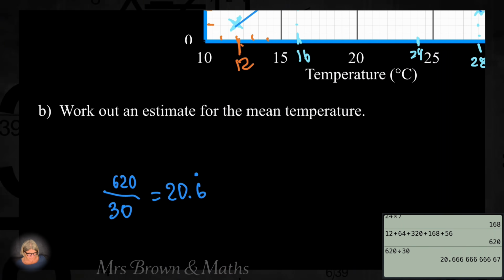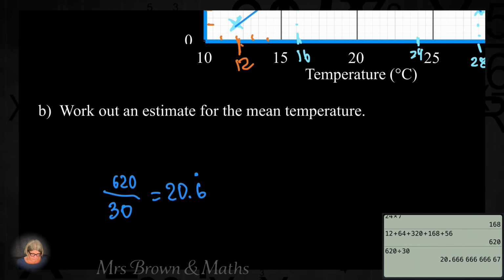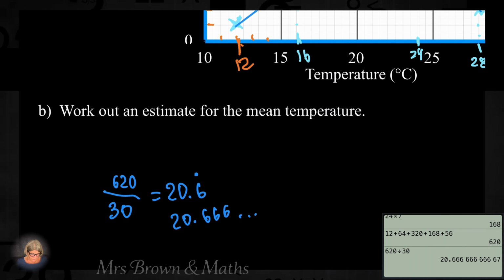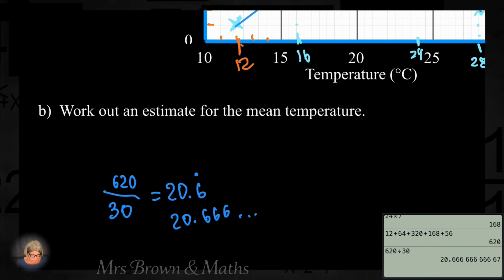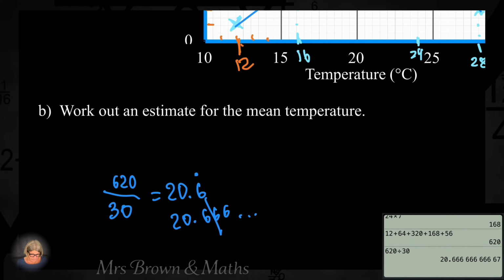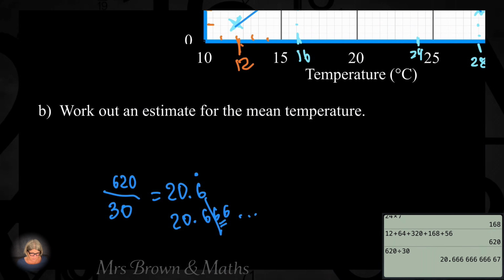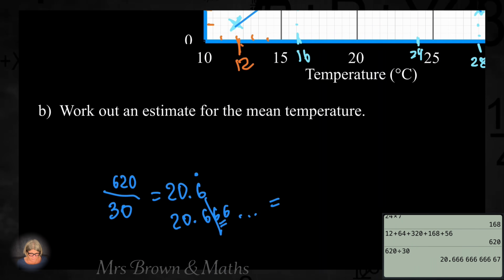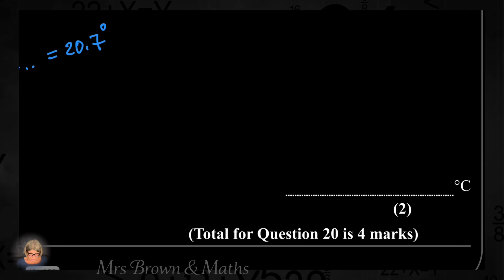Right, I would give, if it is 20.666 and so on, if we are not told how many decimal places or significant figures, I will choose one decimal place. Look at the following digit. It is 6, so I have to round up. So the final answer will be 20.7 degrees. Right, they already have degrees, so just put 20.7. That's it.